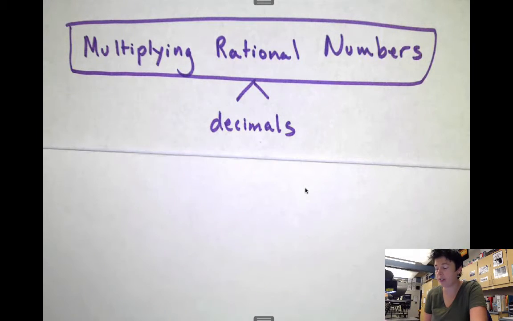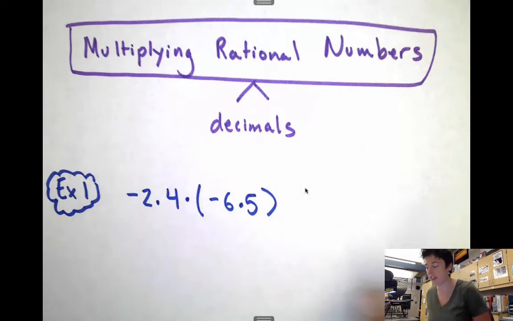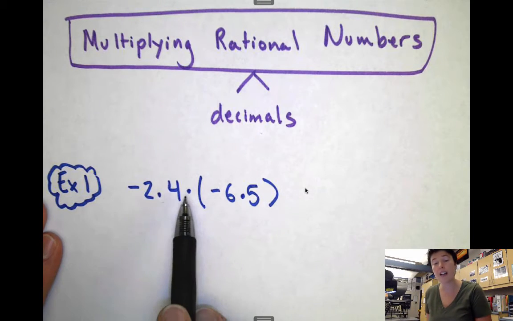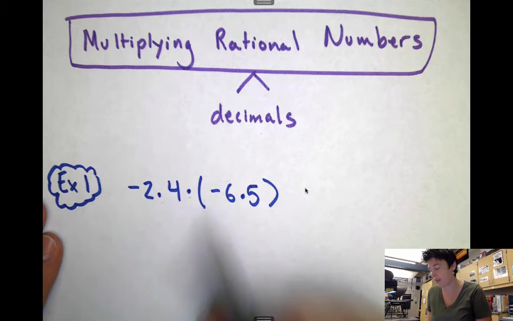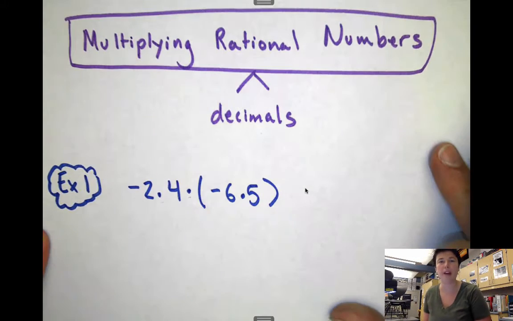This time we're focusing on multiplying rational numbers, and I'm really focusing on decimals for the video. So, how to multiply decimals. Types of problems that look like this. Our first example, example 1: negative 2.4 times negative 6.5. That's my times symbol. Negative 2.4 times negative 6.5.